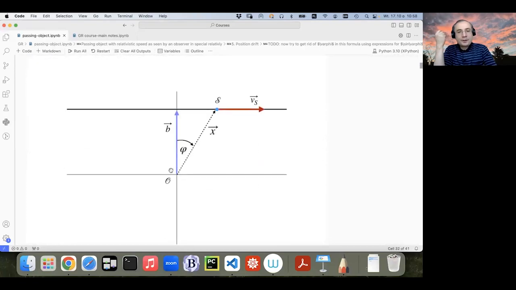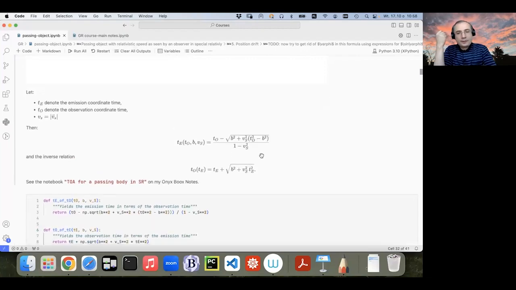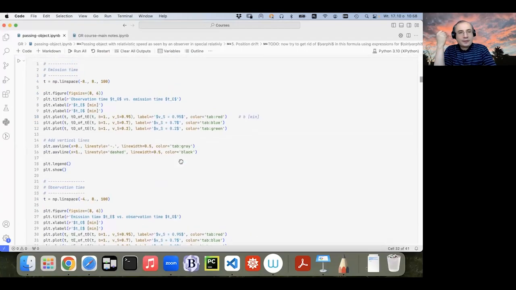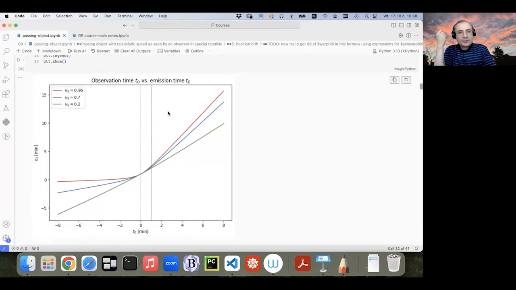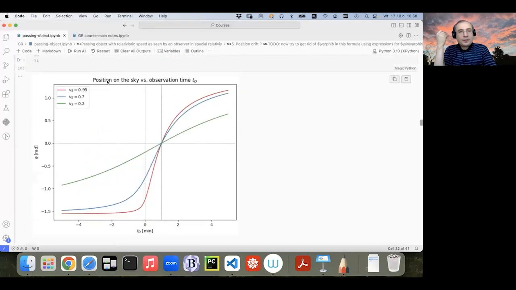So here's the situation. We've got an observer. We've got a luminous source, which moves along a line with certain velocity. It passes us at the closest distance B. And you've got the relation between the emission time and the observation time in the observer's frame. Based on that, we've got the plots of the emission time versus the observation time. And more interestingly, we've got the position on the sky versus the observation time. So how this object appears to be passing over the sky.